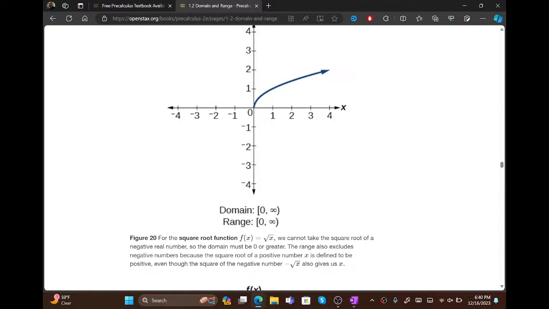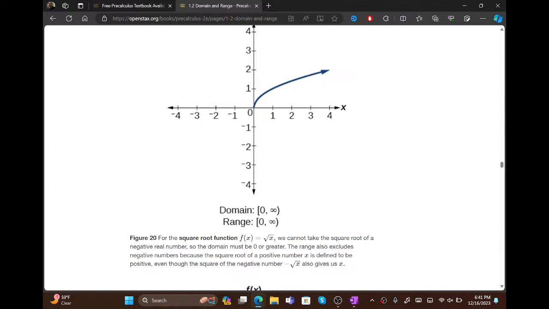For the square root function, f of x equals square root of x, we cannot take the square root of a negative real number. So like I said, if we cannot take the square root of a negative real number, we cannot include negative numbers in the domain or the range.